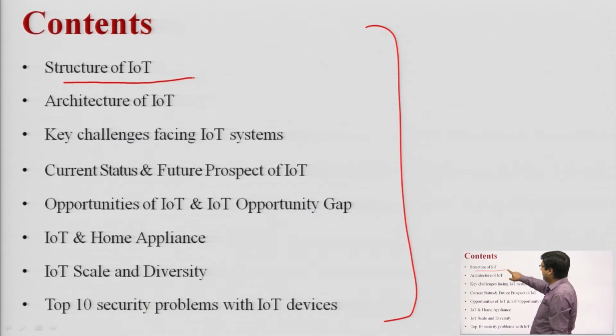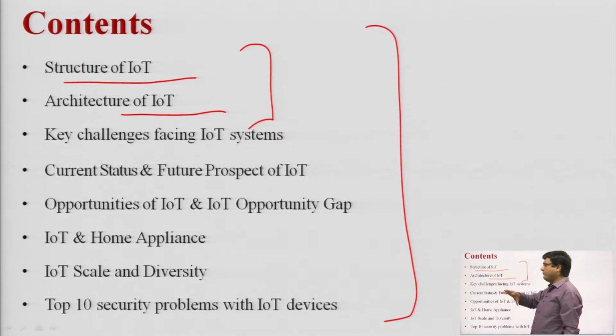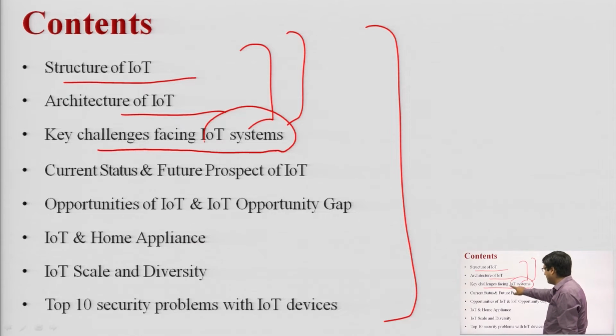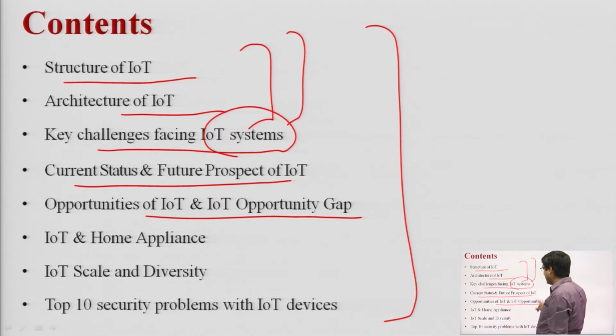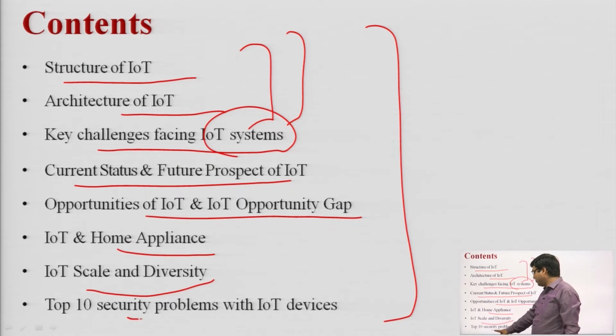First is the structure of IoT, what the structure or architecture of IoT should be. We have seen the building blocks in the previous lecture, but here we will see the architecture and structure of IoT. What are the key challenges faced by any IoT system? What are the current status and future prospects of IoT? We will see the opportunities of IoT and the IoT opportunity gap. We will see IoT and home appliances, IoT scale and diversity opportunities, and the top 10 security problems with IoT devices.